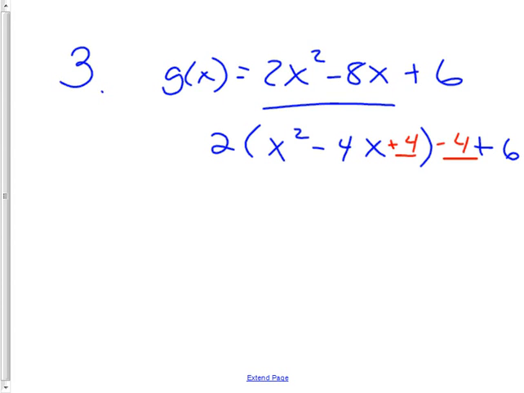Then don't forget the thing that I always forget. Yep, that 2 that we pulled out to the front has to also go here. And then you can probably finish it off yourself. Go ahead and try it, and I'll tell you in about 30 seconds what the right answer was.